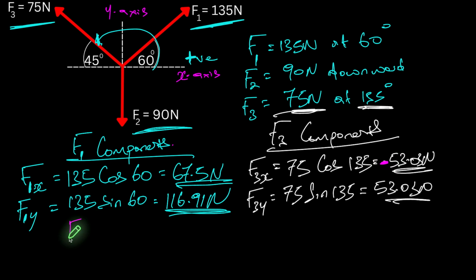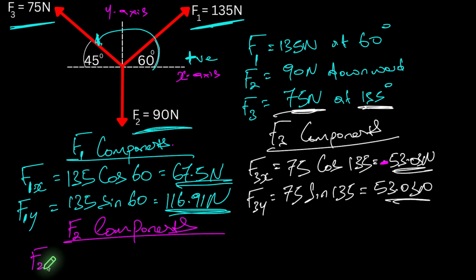So F2 components. For F2x, the horizontal component, you will notice that this is purely a vertical force. It's 90 newtons and it's going downwards, so it's vertically aligned with the vertical axis. If you want to think of this angle as 90 degrees, that's fine because it is. But you don't have to use any angles for this one because the horizontal component is simply 0 newtons. That's because it's neither going left nor right, so therefore, no horizontal movement.